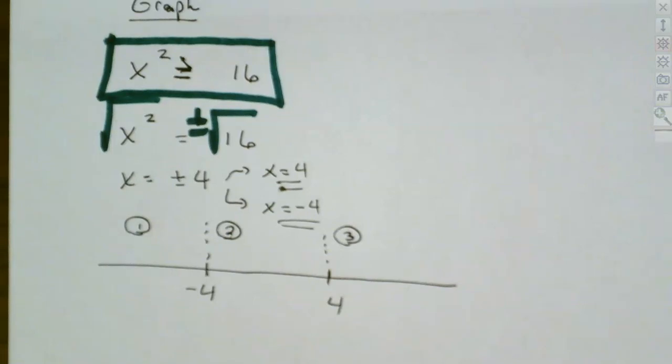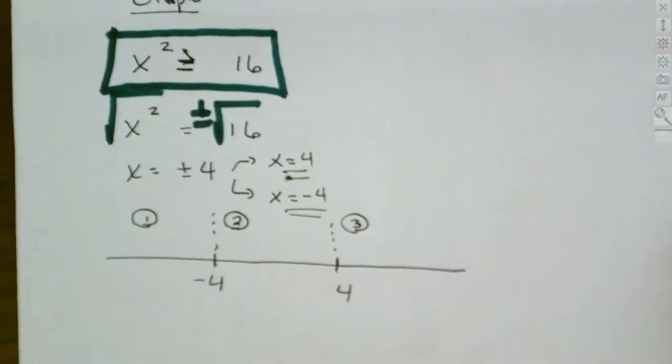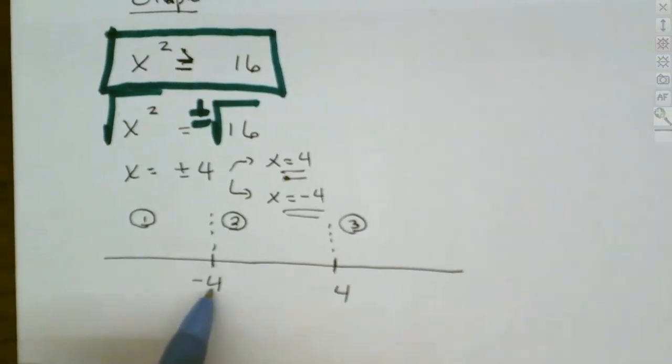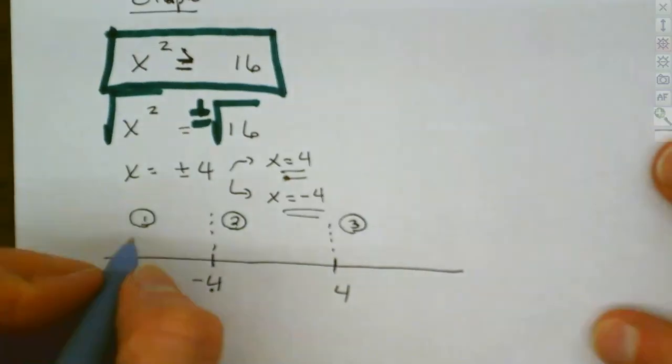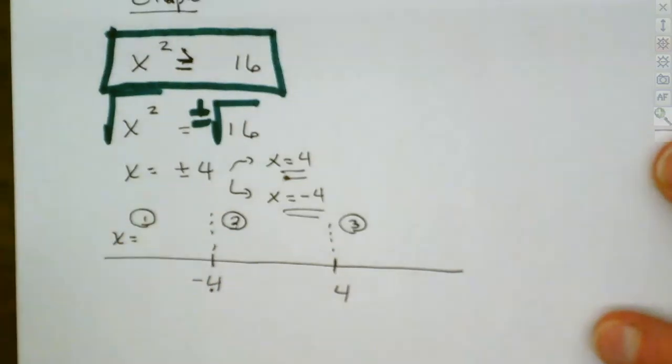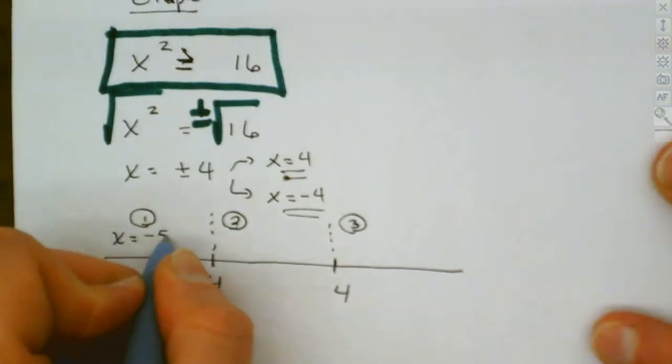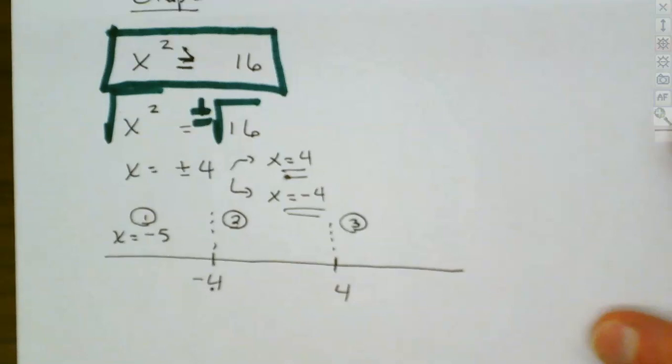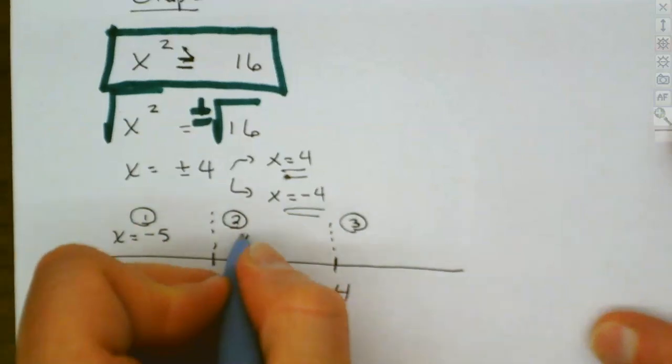Check each region. Now, what numbers are we going to use? We're going to try to pick numbers from each region. So this one, region 1, we need numbers that are less than -4. Well, a number less than -4, we could use -5, easy. A number between -4 and 4, make it as easy as possible.